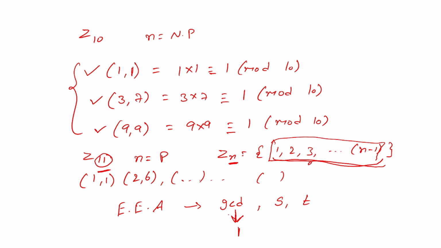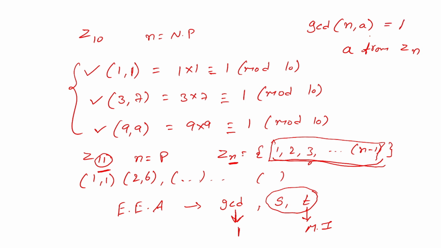So in extended Euclidean algorithm, we are finding two values, s and t. Here you need to take t. Whatever the t value is there, that is the multiplicative inverse of the given value. Suppose, for example, GCD of n comma a. This means we are finding GCD of a from Zn. If GCD of n comma a is equal to 1, that means we have the multiplicative inverse for a.